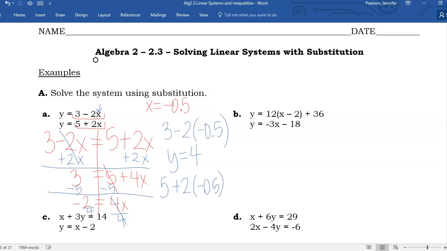So again, half of 2 is 1, plus minus is a minus 1, 5 minus 1. Again, we have y is 4.